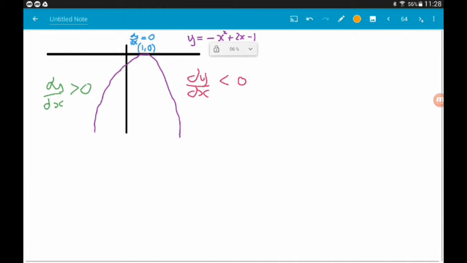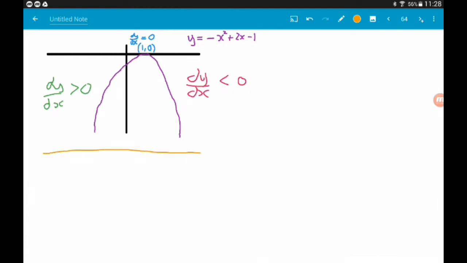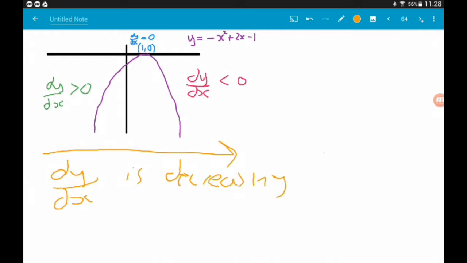So what's going on here then? Left to right, dy by dx is decreasing from left to right. So if something is decreasing, it has a negative rate of change.